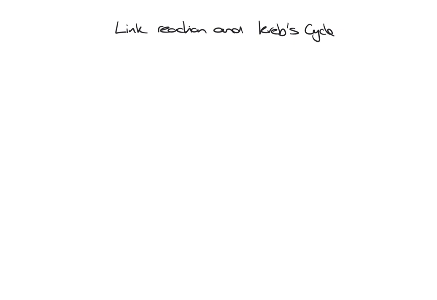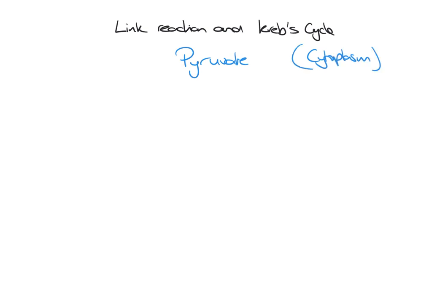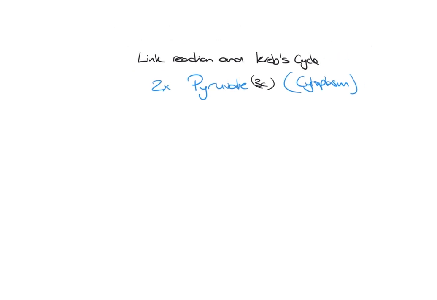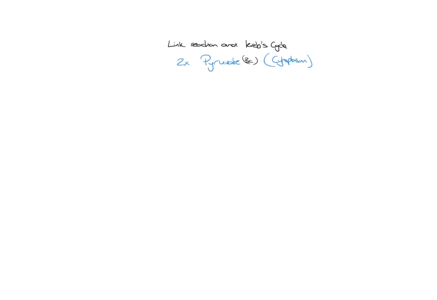In the next video, we're going to talk about what's called the link reaction and the Krebs cycle. Now, the last part of glycolysis involved the production of pyruvate, and that happened outside of the mitochondria, inside the cytoplasm. And pyruvate, if you remember, is a 3-carbon molecule, and for every glucose you make 2 pyruvate molecules. Now, pyruvate will make its way into the mitochondria.